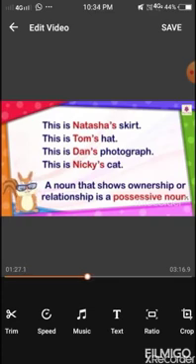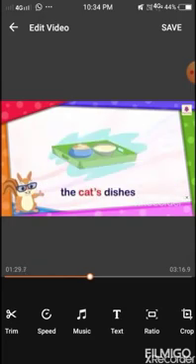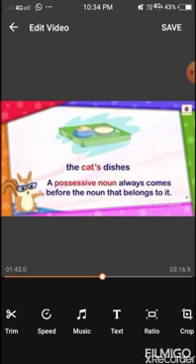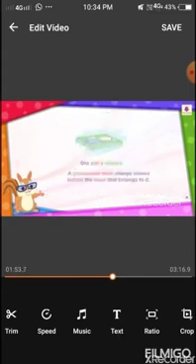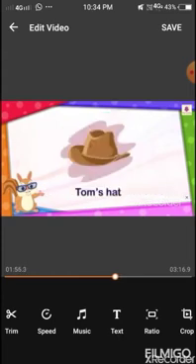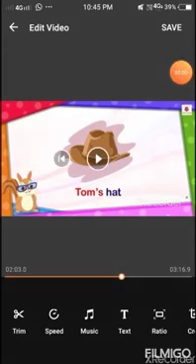For example, the cat's dishes. The apostrophe S shows that the dishes belong to one cat. A possessive noun always comes before the noun that belongs to it. Tom's hat. The word Tom's is the possessive noun. The apostrophe S shows that the hat belongs to Tom.